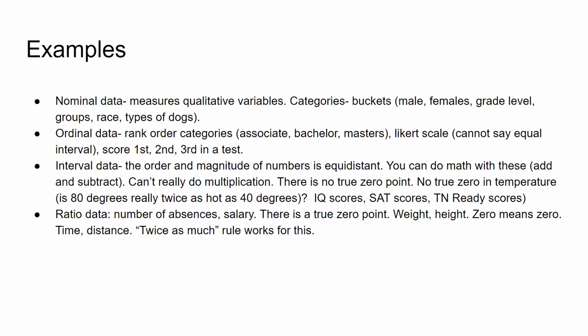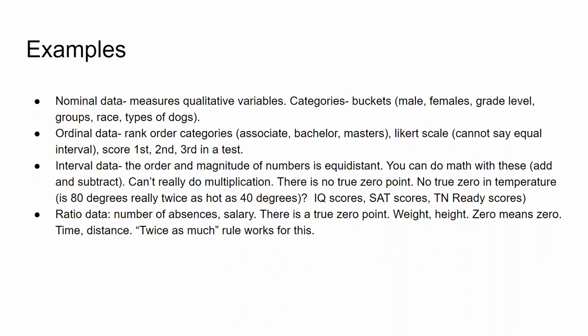So remember nominal data? This is measuring basically categories, the different buckets of things. We can have males and females, different grade levels, different groups, different types of dogs, different types of teachers. Sometimes you might put continuous data into categorical variables, like you might say those in the age group of 18 to 30 is in one category. So that's something to think about with data, but that's nominal data.